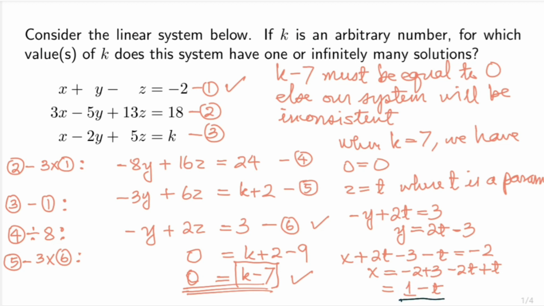So these are the three values we get. The first is x. x becomes 1 minus t. Then y becomes 2t minus 3. And z is t. It's free to assume any value. So this system of equations has infinitely many solutions when k equals 7. But when k is not equal to 7, the system is inconsistent, so it has no solutions. All right, let's look at another problem.